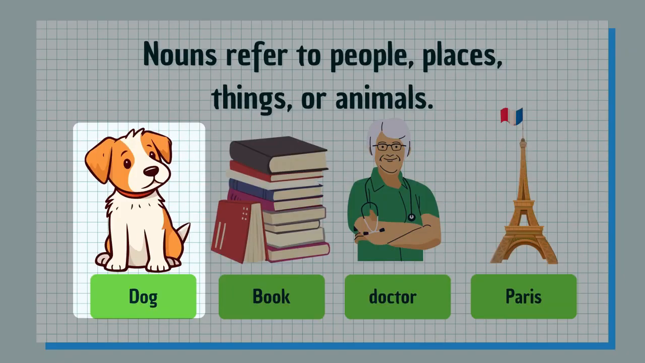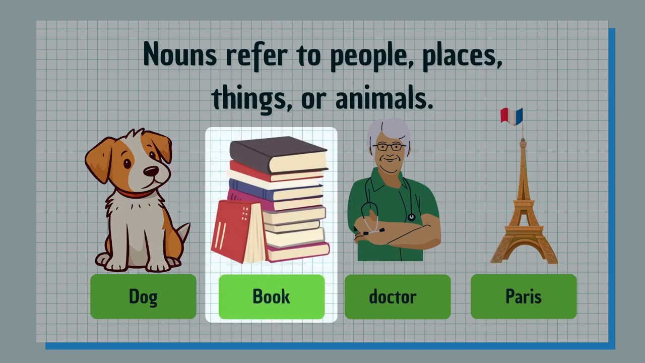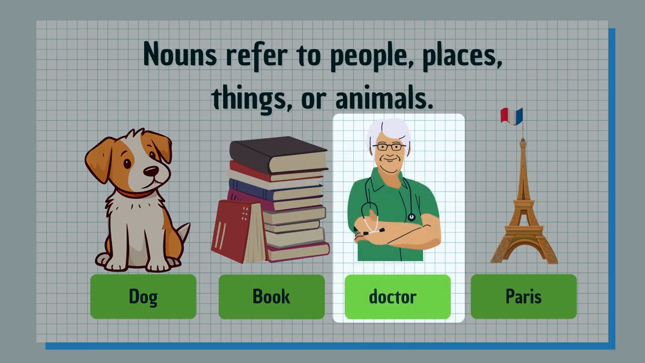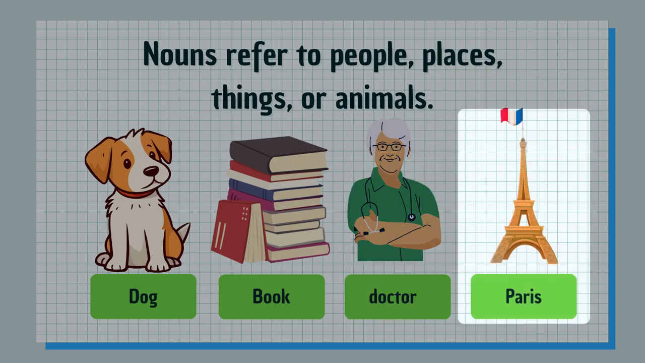For example, dog is a noun referring to an animal. A book is a noun referring to a thing. A doctor is a noun referring to a person. And Paris is a noun referring to a place.